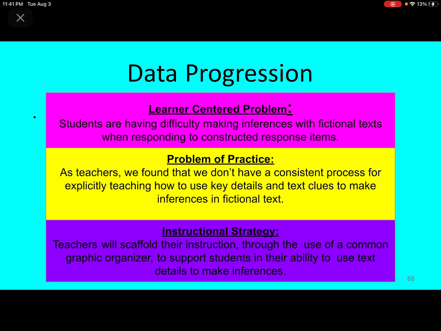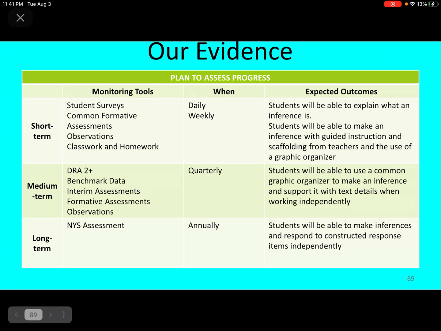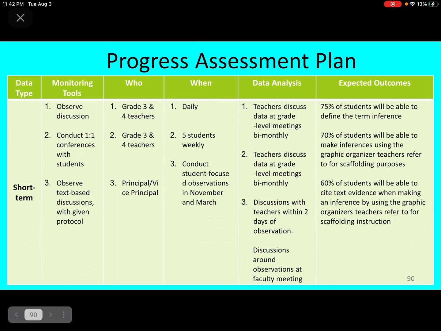So looking at the data progression over time, we started with our learner-centered problem. We brought that down to our problem of practice, and then our instructional strategy, which again refers to the scaffolding of instruction with the use of a common graphic organizer to support students making inferences. In assessing the progress of our plan with regards to students' learning, we wanted to ensure that we were utilizing means of short-term, medium, and long-term data. These monitoring tools, timeframes, and expected outcomes are summarized in the table above.